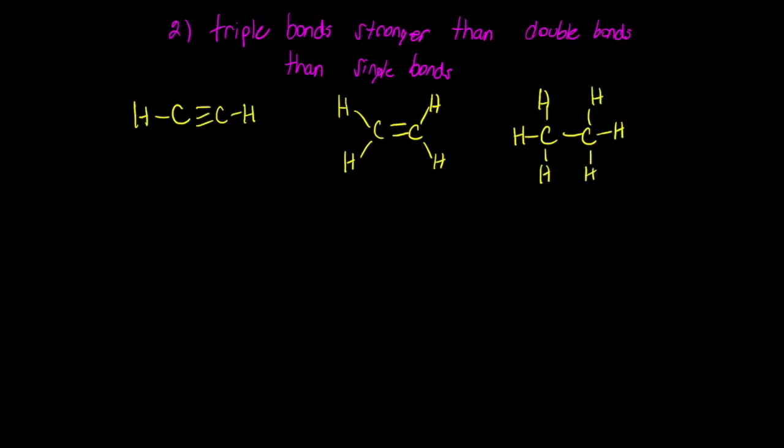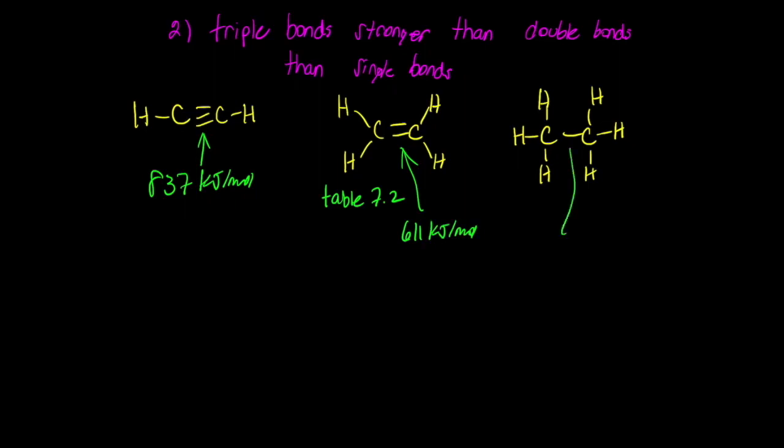And using table 7.2, we can see that a carbon-carbon triple bond, that central one in all of these molecules, is 837 kilojoules per mole. And let me hunt around, 611 kilojoules per mole, and the carbon-carbon single bond is 345.